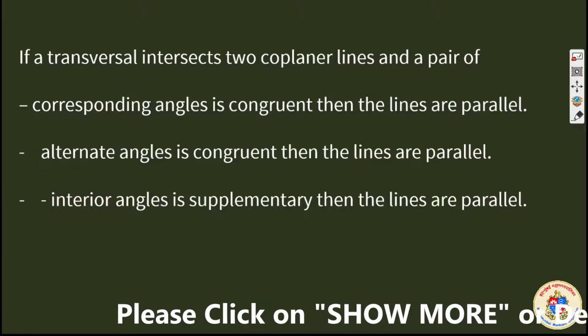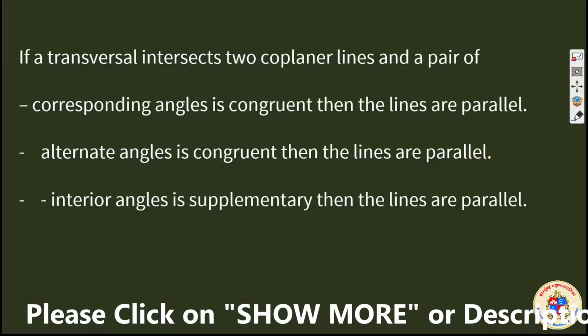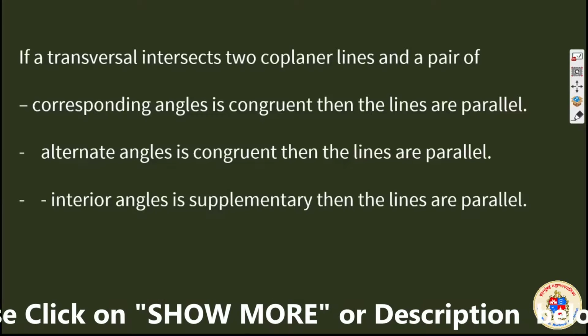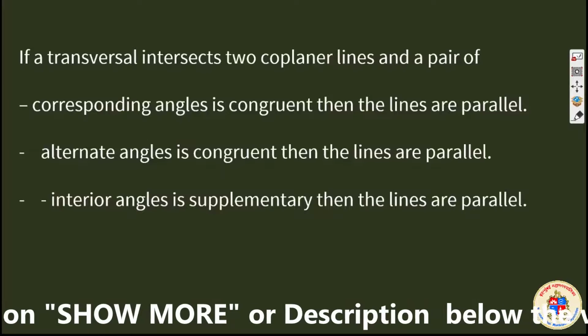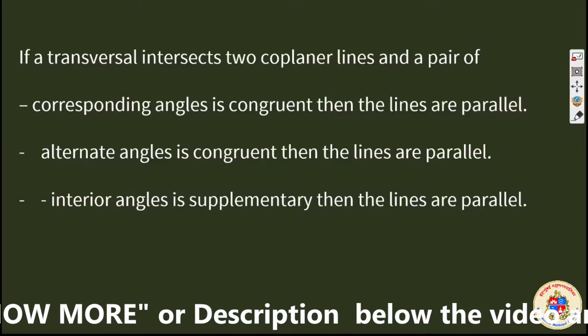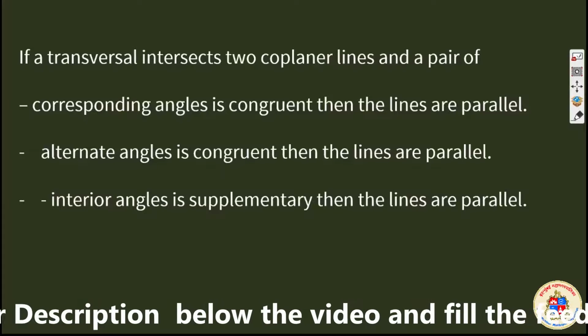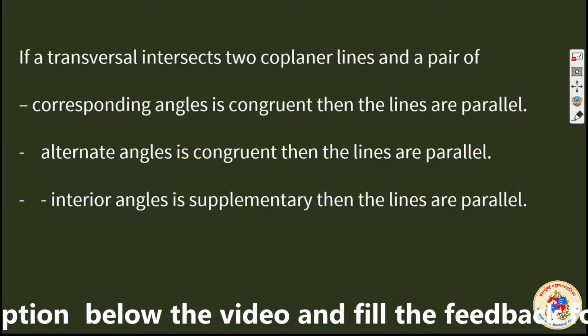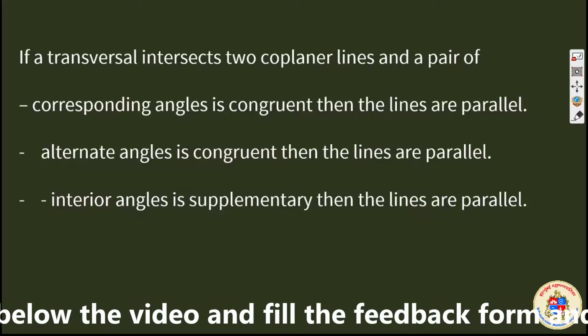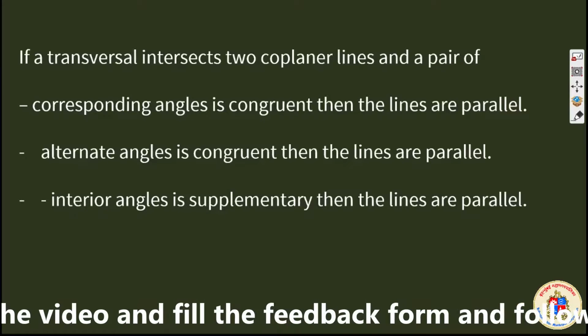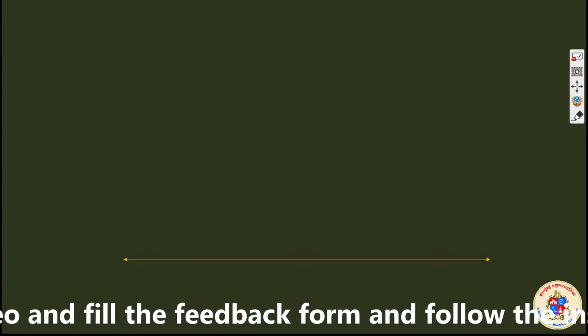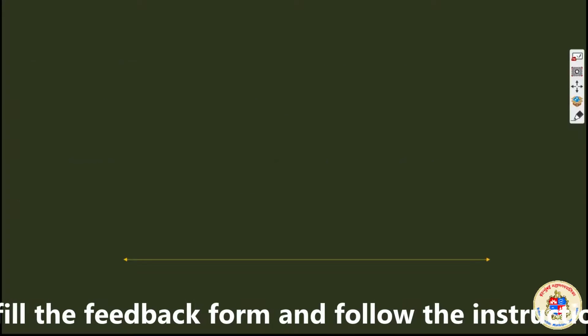Understood? So the lines are parallel only when interior angles are supplementary. The lines are parallel only when alternate angles are congruent. The lines are parallel only when corresponding angles are congruent. We are using the learned knowledge, understood knowledge, in the opposite way. Understood? So this is one of the main aspects of this particular lesson.